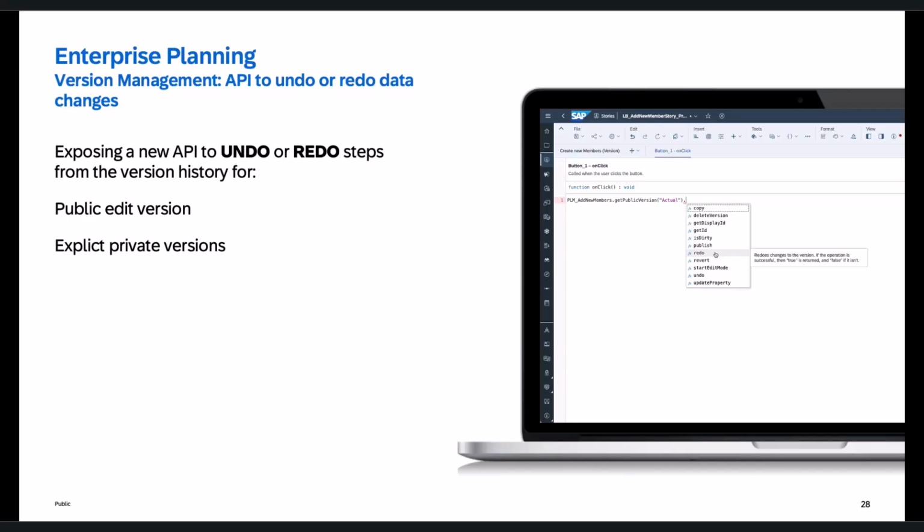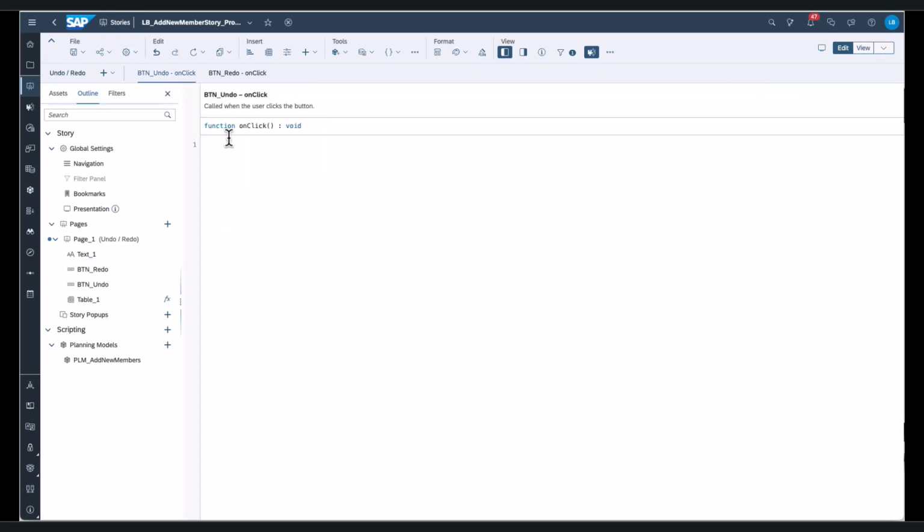Hello, this is Lucas from Product Management. With the exposure of the undo and redo APIs of the version history, we did the next step in exporting all UI functionalities to the scripting as well. Story designers now have the flexibility to add scripting for the undo or redo mechanism.